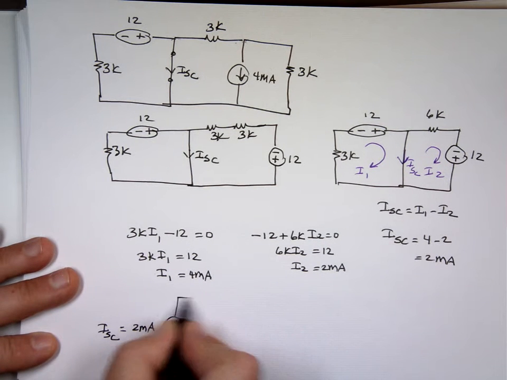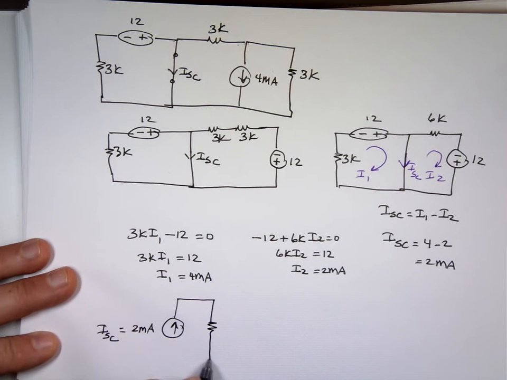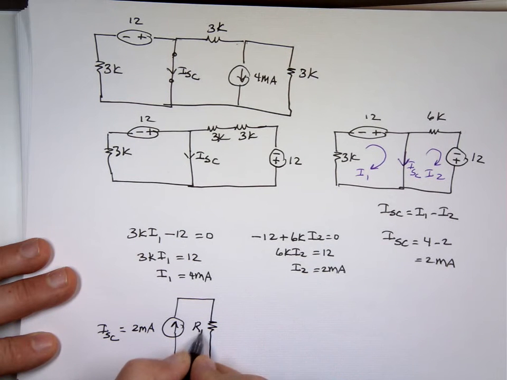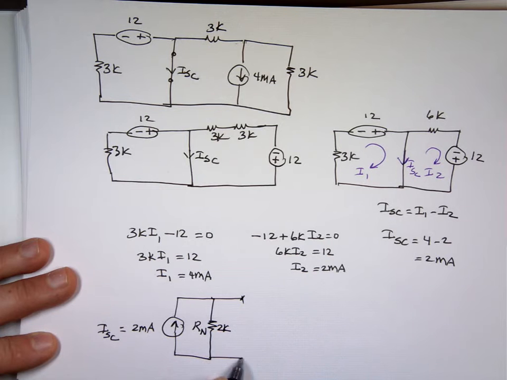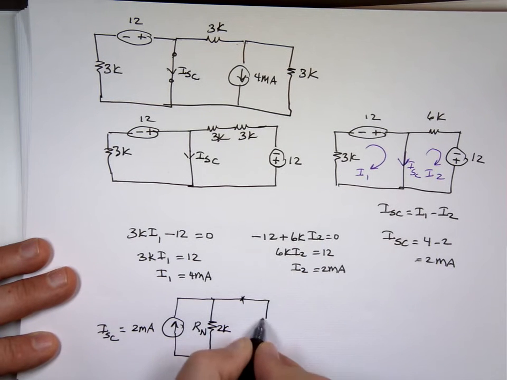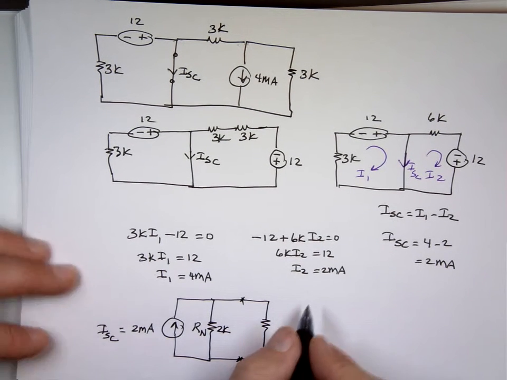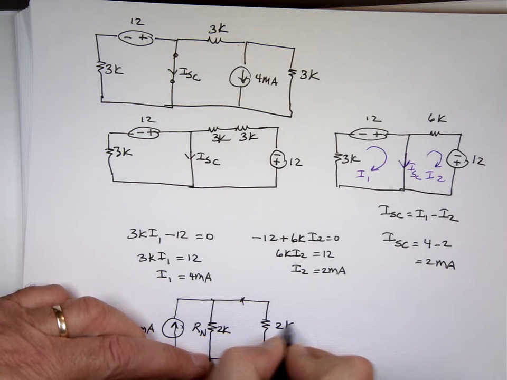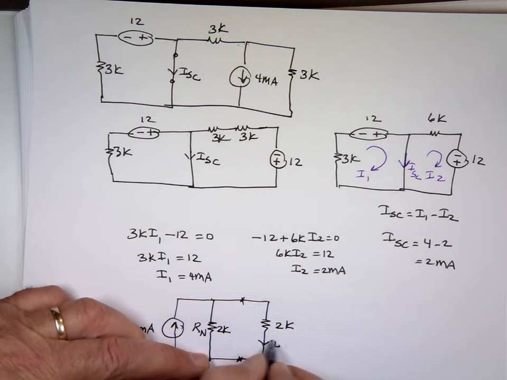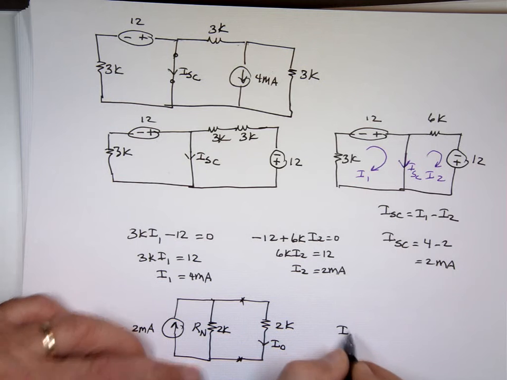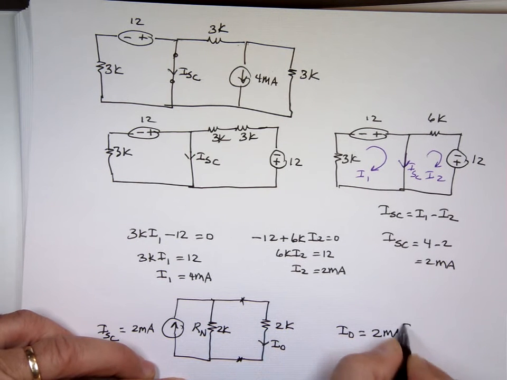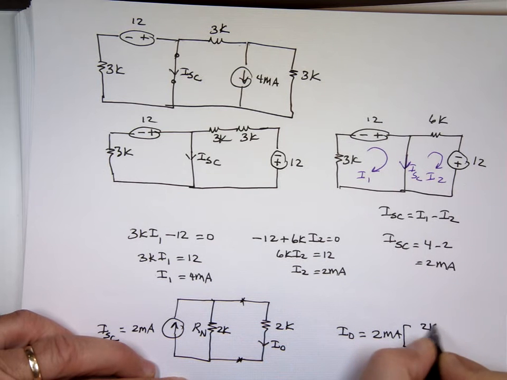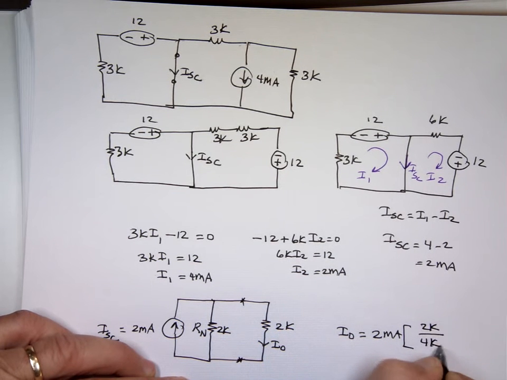R Norton, 2K, and we have that resistor here, 2K, and I'm looking for I sub O. What's I sub O equal to? Current division, 2 milliamp times the 2K over the sum of them, 4K, which is 1 milliamp.